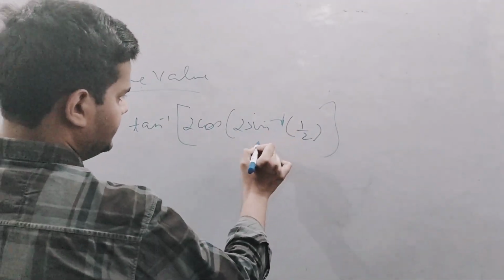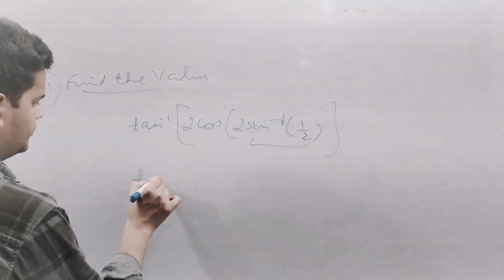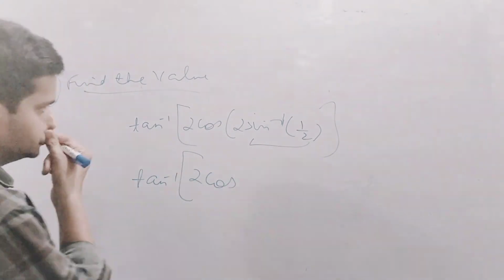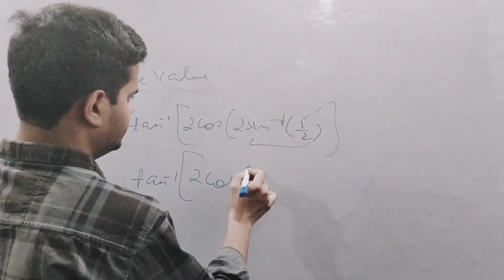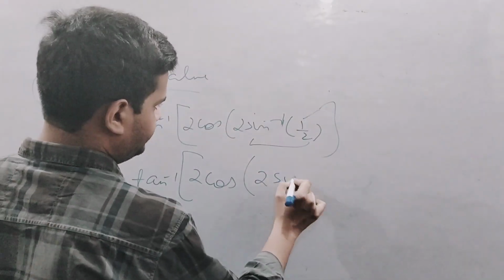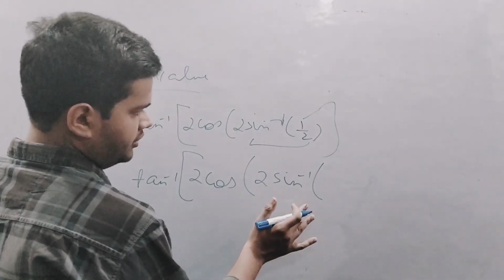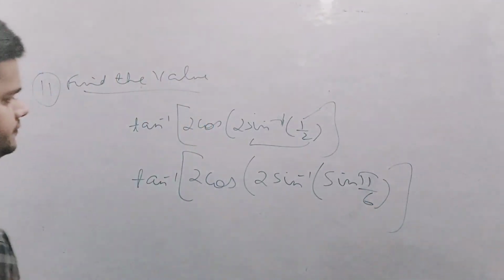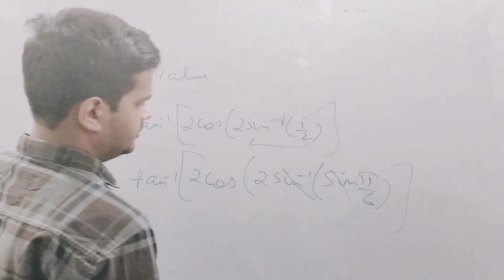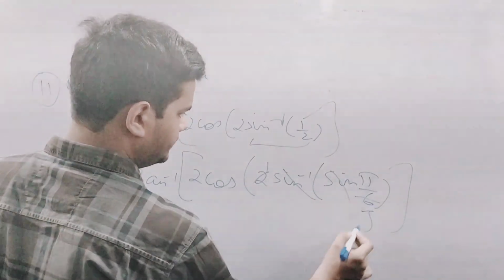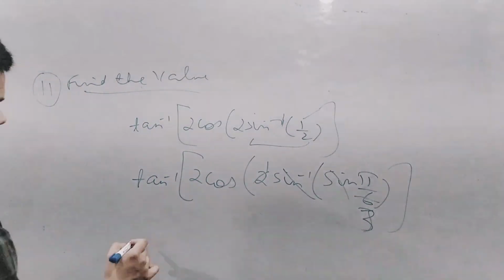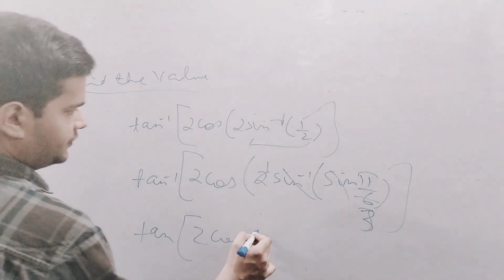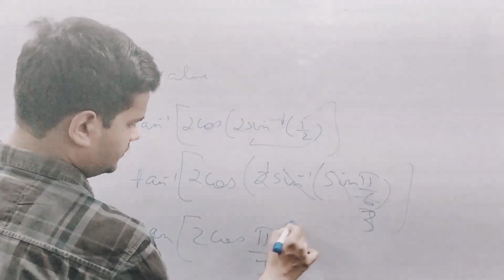So we will start from here. This becomes tan inverse 2 cos. Now this sine is half at 30 degree. So this becomes 2 sin inverse sine pi upon 6. Okay, this is cancelled out. The 2 ones are and 2 threes are. So this becomes tan inverse 2 cos pi upon 3.